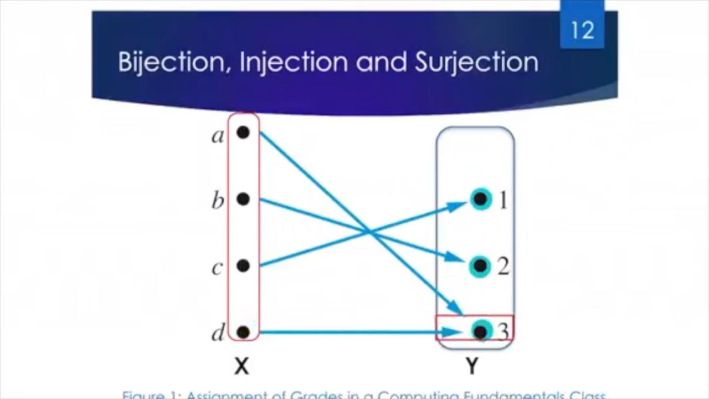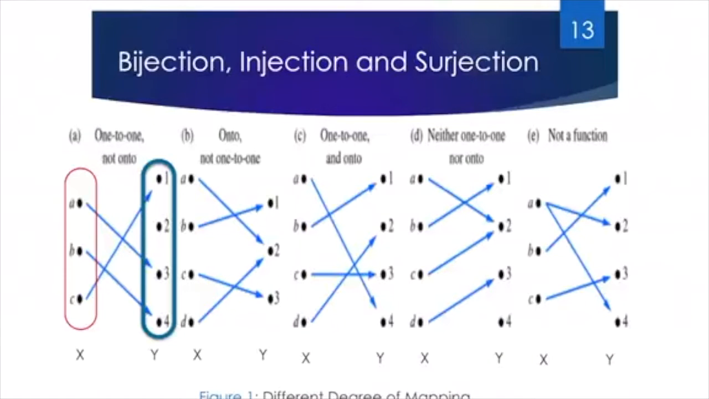More examples. The figure is showing different types of mapping functions between the elements of set X and set Y. In figure A, all elements of X are mapped to an element of Y one-to-one. This means there are no two elements in X mapped to the same element in Y. So this is a one-to-one function.